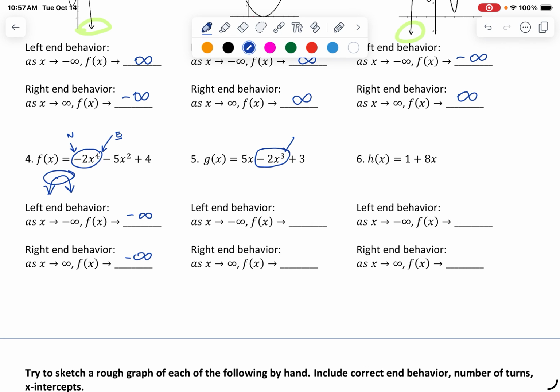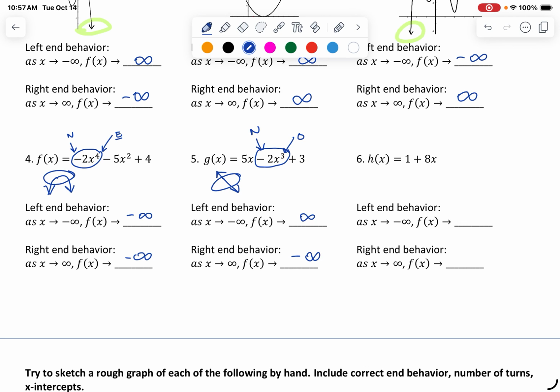All right, so if you look here, the degree is odd, right? So my arrows are going to be pointing in opposite directions. And my lead coefficient is negative, so that would be like a negative slope line like this. So obviously there's different things happening in the middle here, but the ends look like that. So as you look left, there's an arrow pointing upward, that's positive infinity. As you look right, there's an arrow pointing downward, that's negative infinity.